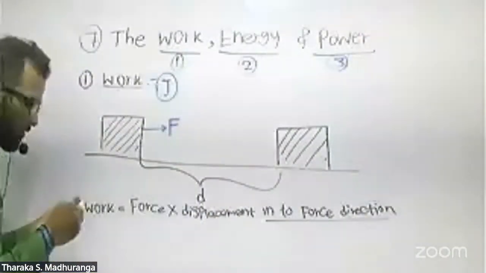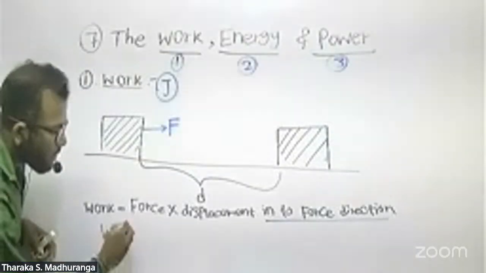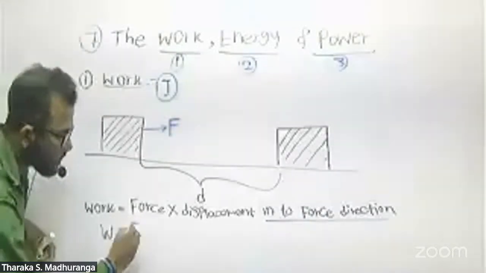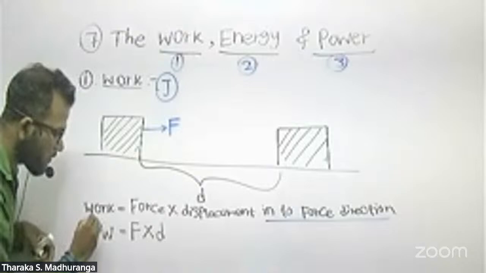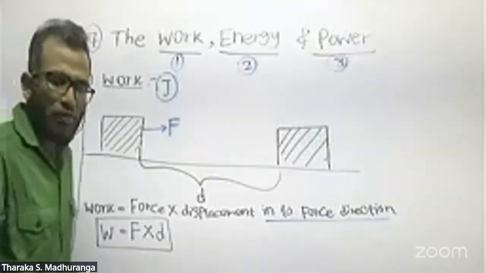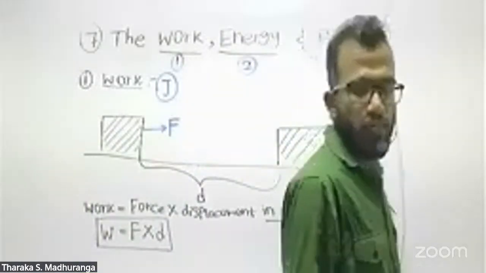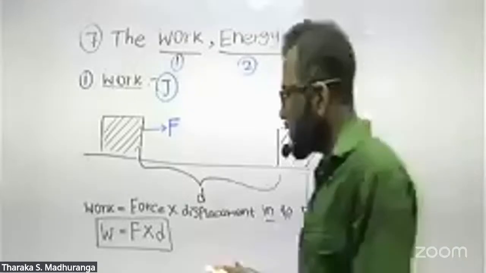Okay, in short form, the work equals F, the external force, times D. W equals FD is the short form equation for work.